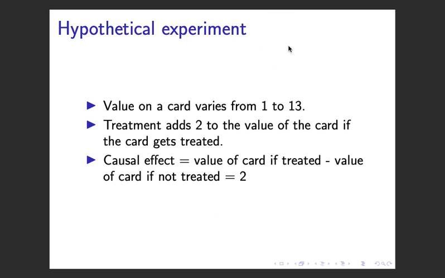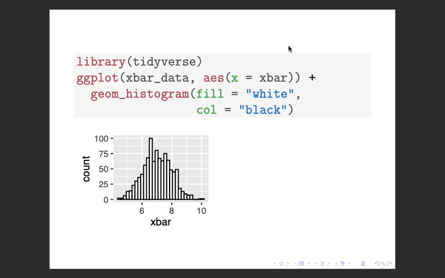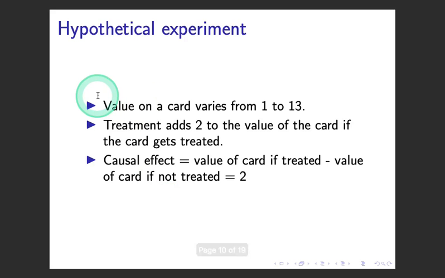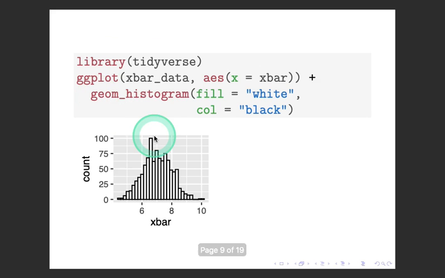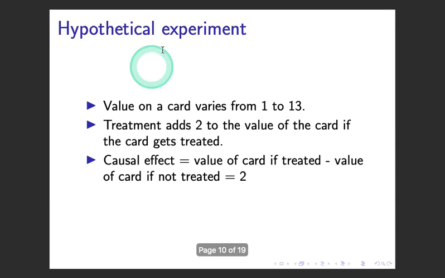So we know that the sample mean is unbiased, which means that if we do it again and again, on average we will get 7. The sample mean is an unbiased estimator of the population mean. Now we do a hypothetical experiment.